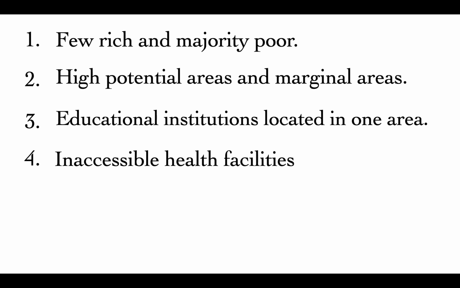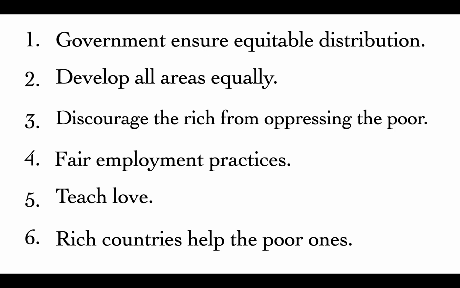Then we go to remedies. What are the remedies? How can we correct or counteract the inequitable distribution of wealth? Number one, the government to ensure equitable distribution of what? Of wealth. Number two, we are supposed to develop all areas equally, by setting up social services evenly.